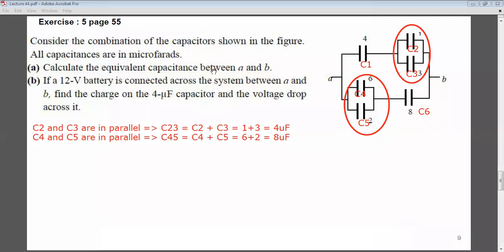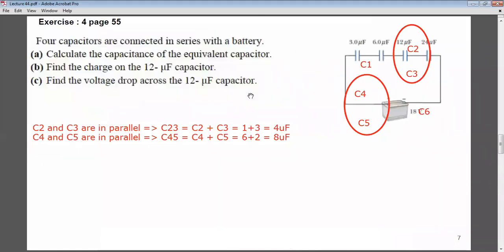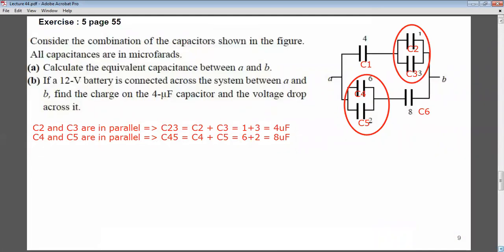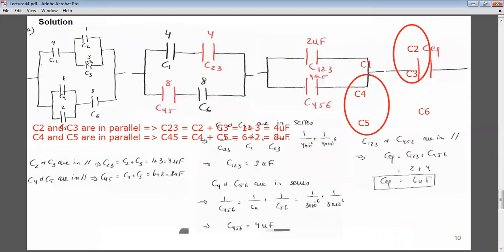Now look how it will look like. Okay, so 2 and 3 are in parallel, so now I have C23. 4 and 5 are in parallel, so now I have C45. Now look at C1 and C23. How are they arranged? They are in series. Okay, and C45 and C6, they are in series.